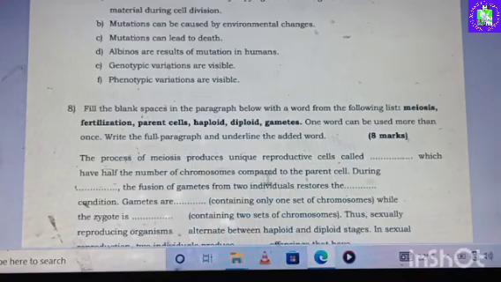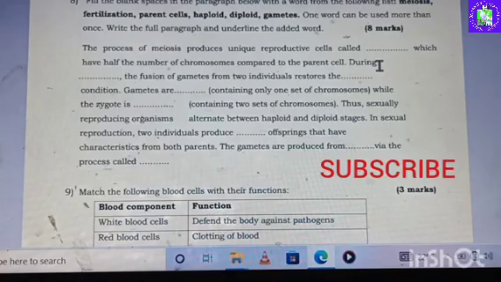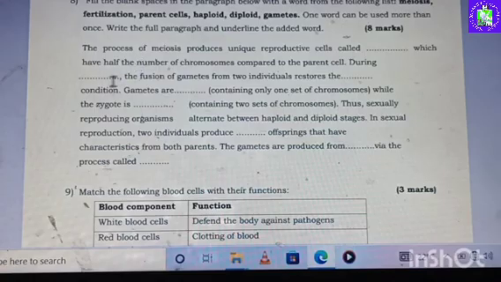Let us start with the answer of that question. The process of meiosis produces unique reproductive cells. The answer is gametes, which have half the number of chromosomes compared to the parent cell. During fertilization. Meaning the correct answer here is fertilization.